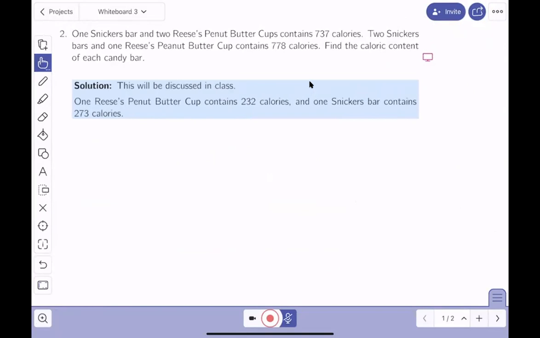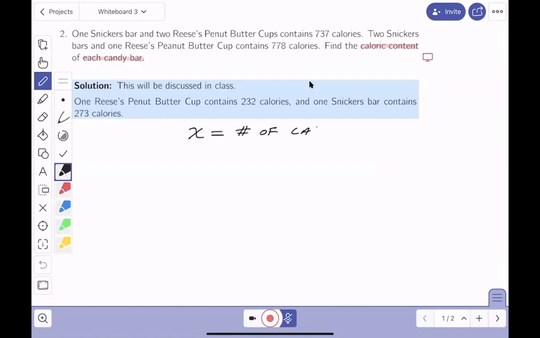Here's the key characteristic I'm looking for: what are they looking for? They want to know the caloric content of each of the candy bars. All right, I don't know, so I'm going to write this down. I'm going to say X is the number of calories in a Snickers bar.